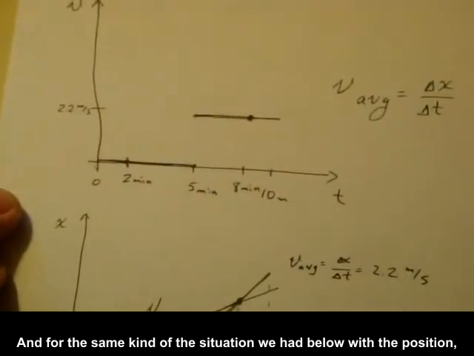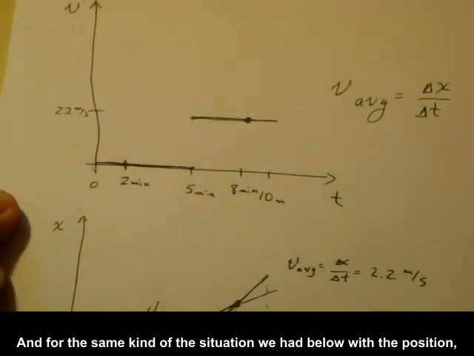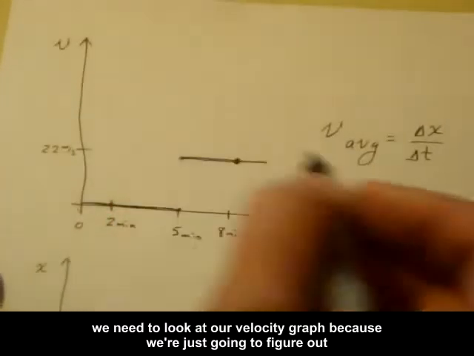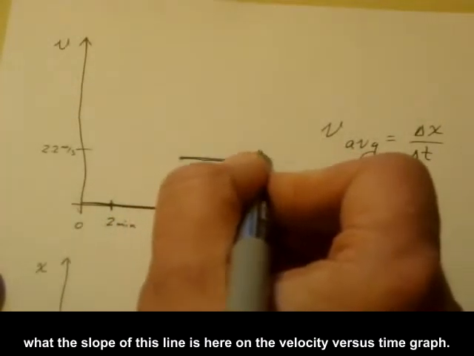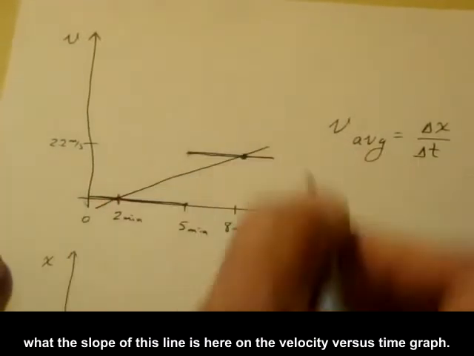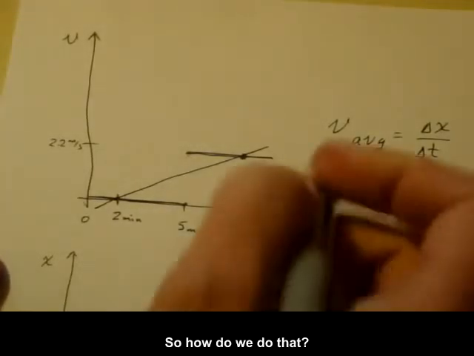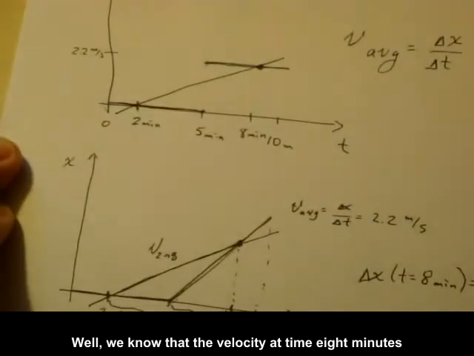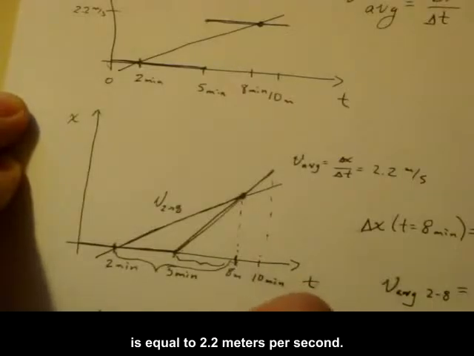And for the same kind of situation that we had below with the position, we need to look at our velocity graph because we're just going to figure out what the slope of this line is here on the velocity versus time graph. Right? So how do we do that? Well, we know that the velocity at time 8 minutes is equal to 2.2 meters per second.